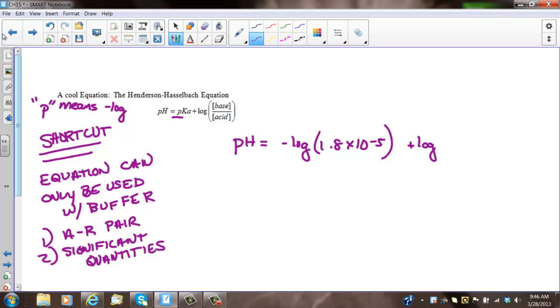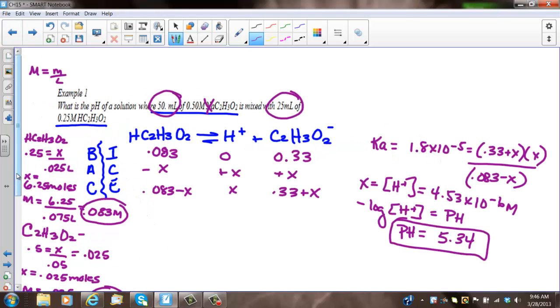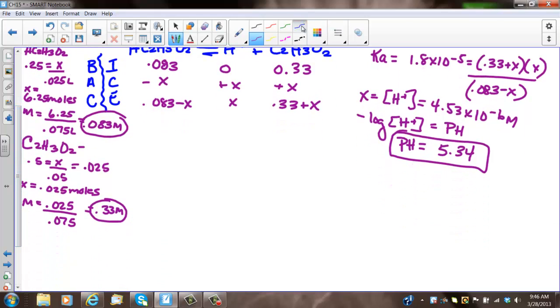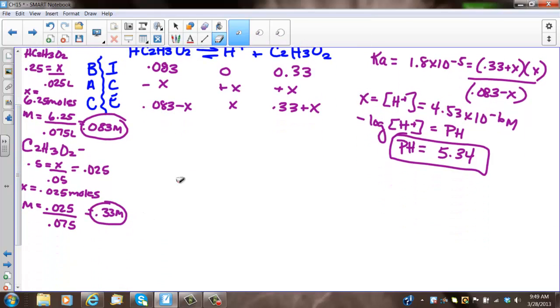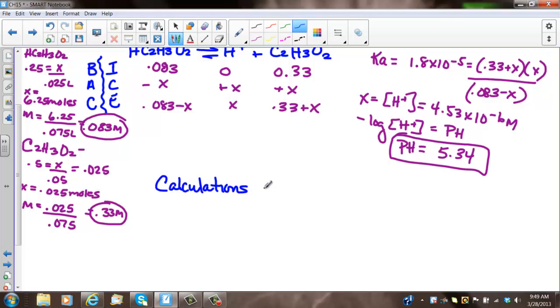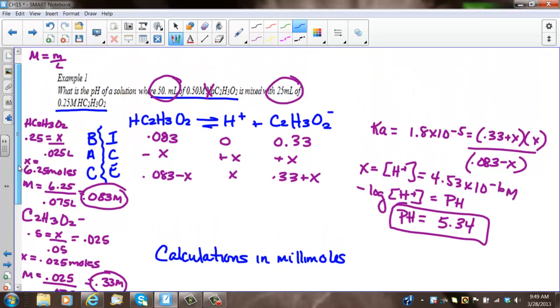Right before we converted this, I want you to look here. I'm going to use a different color. To make things easier, I'm just going to show you how we can calculate in millimoles. So, calculations in millimoles. To do your calculations in millimoles, you go back to your original equation.